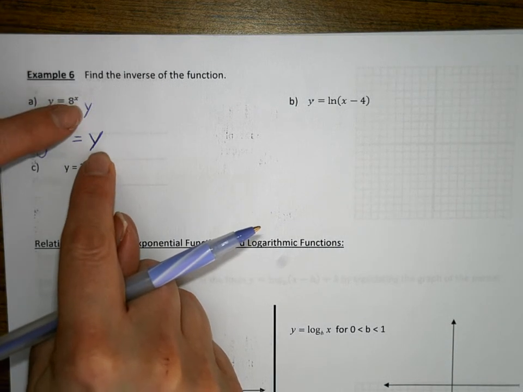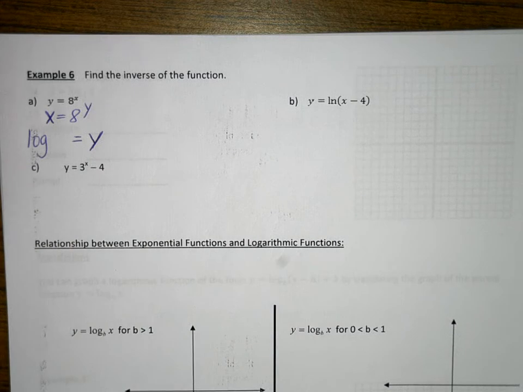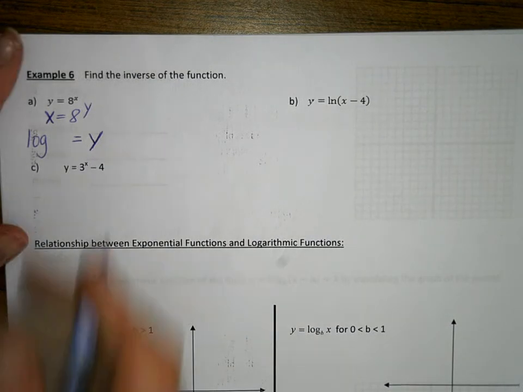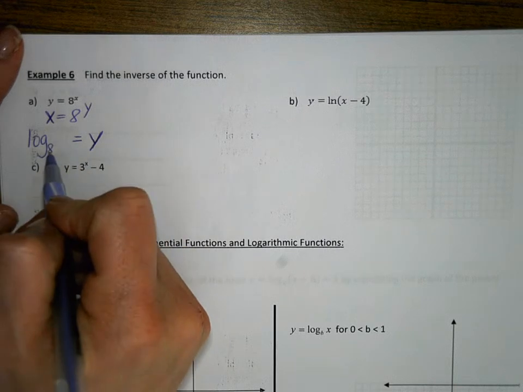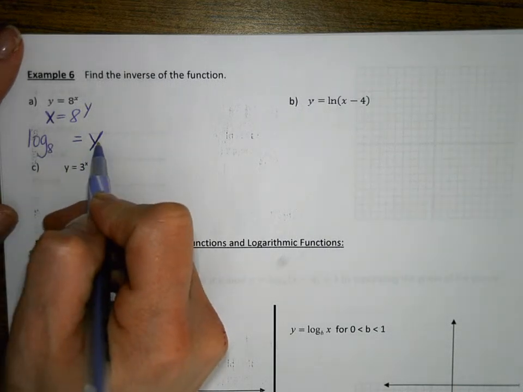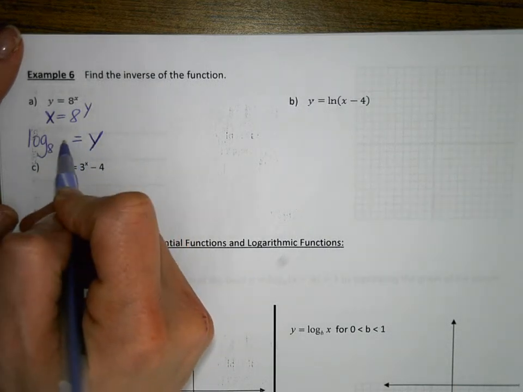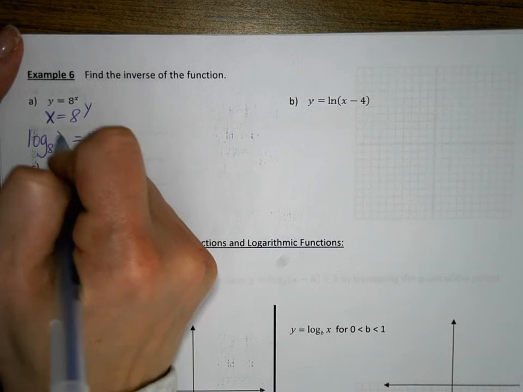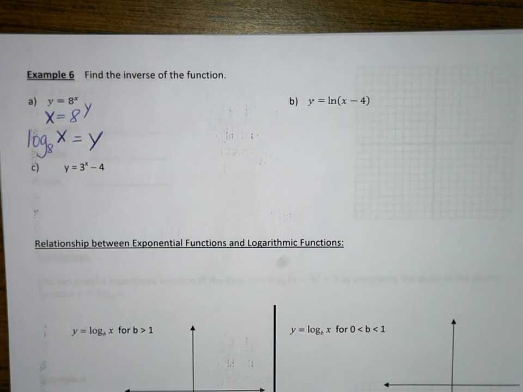Now, where will the 8 go? It's the base of the logarithm because the 8 scoops up the y and it's equal to what's inside, which will be the x. We've got to understand the definition of the logarithm.